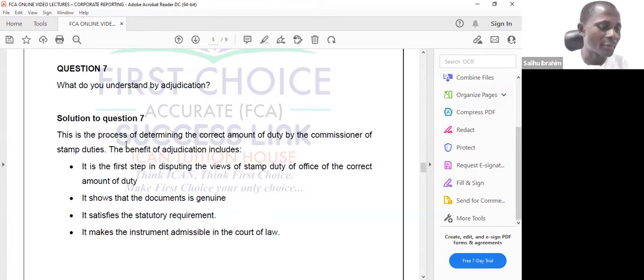So when the Commissioner of Stamp Duties adjudicates on your document and the document is stamped, it confirms the fact that the document you have is an authentic document. It satisfies the statutory requirement and it makes the instrument admissible in a court of law. These are the benefits of adjudication. So, the definition of adjudication and the benefits of adjudication.